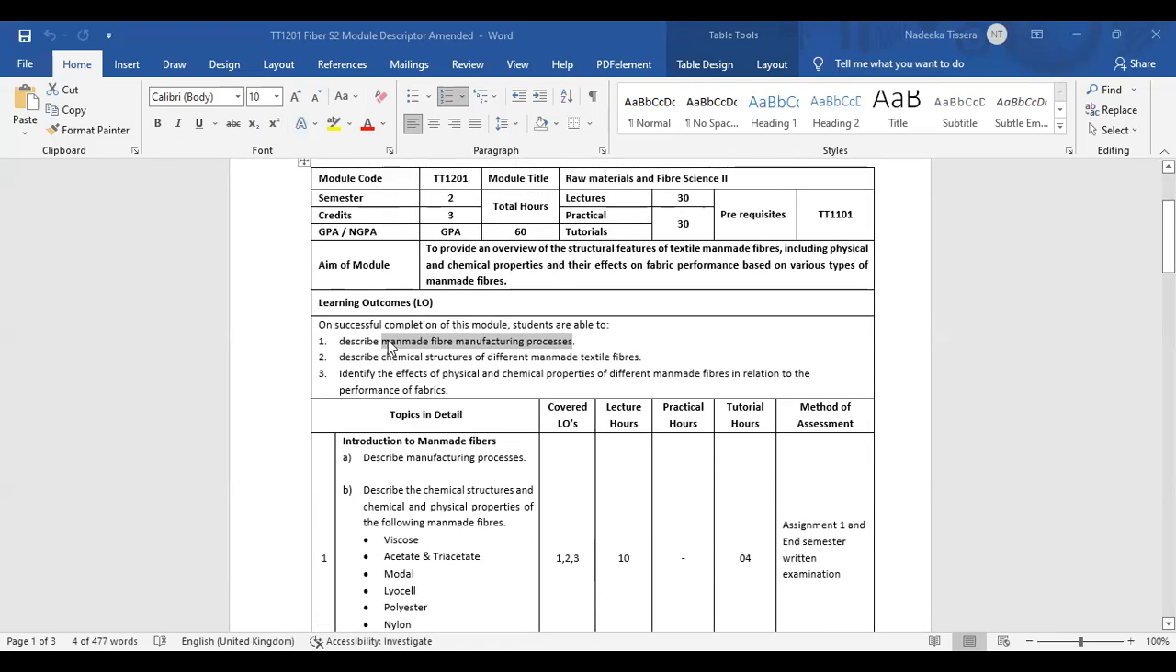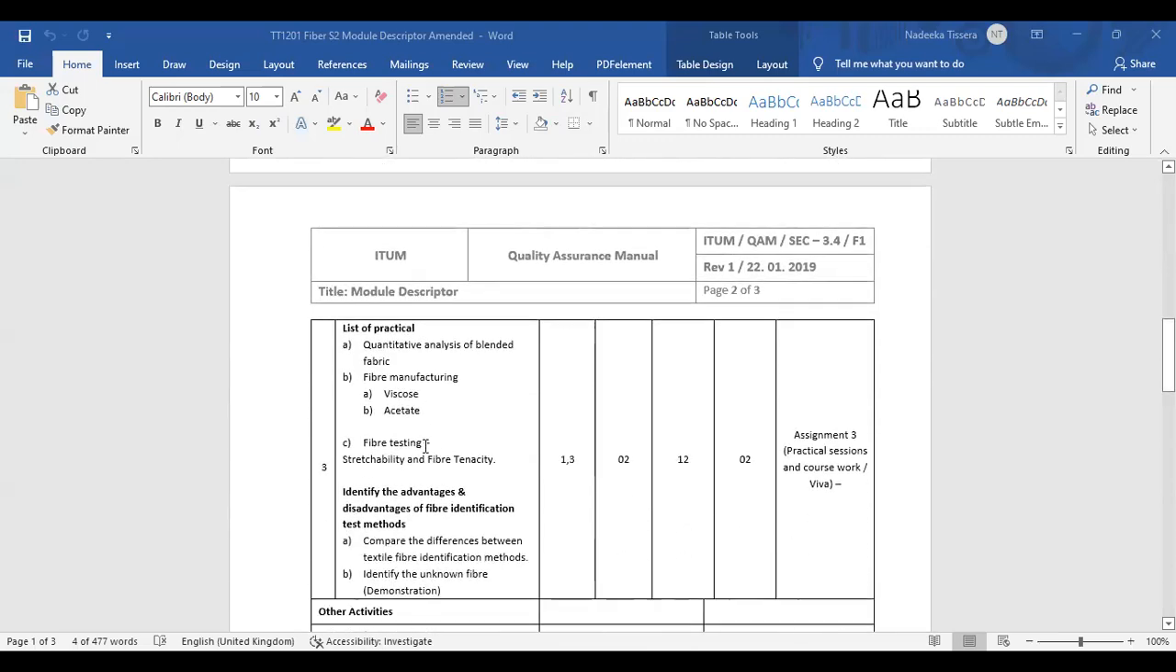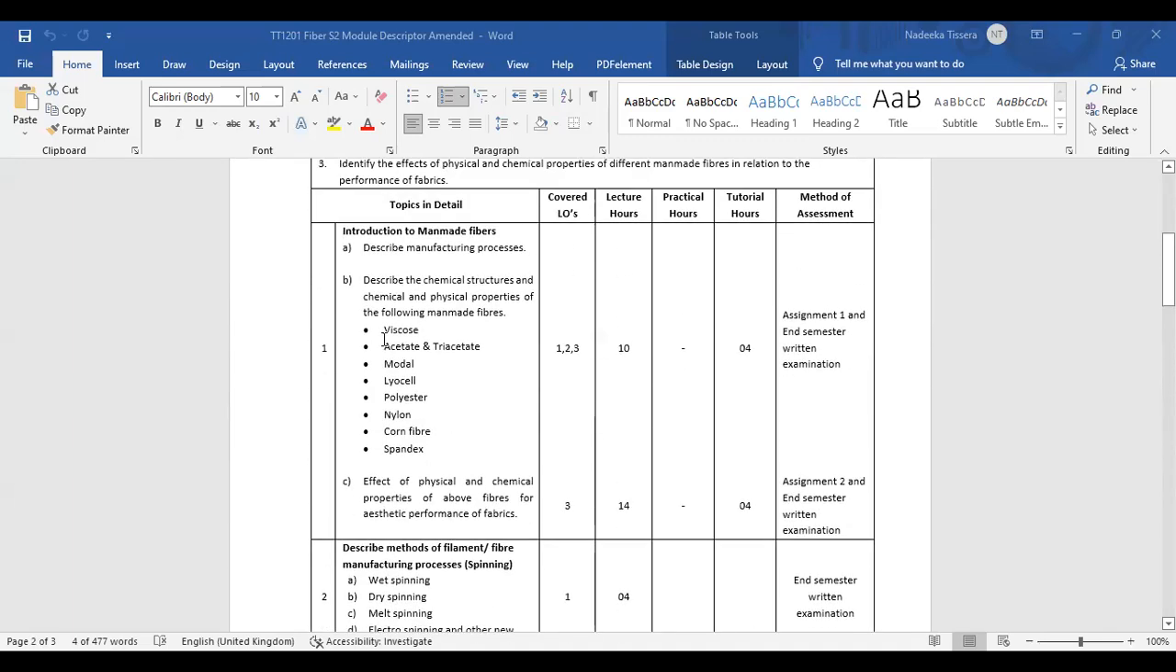Okay, so to arrive at these 3 learning outcomes, we have subdivided our module into different sections. If you take the first section, we are going to give you an introduction to the man-made fibers. In the first part, we will describe the manufacturing processes. And then we will discuss the chemical structure and chemical and physical properties of the following man-made fibers.